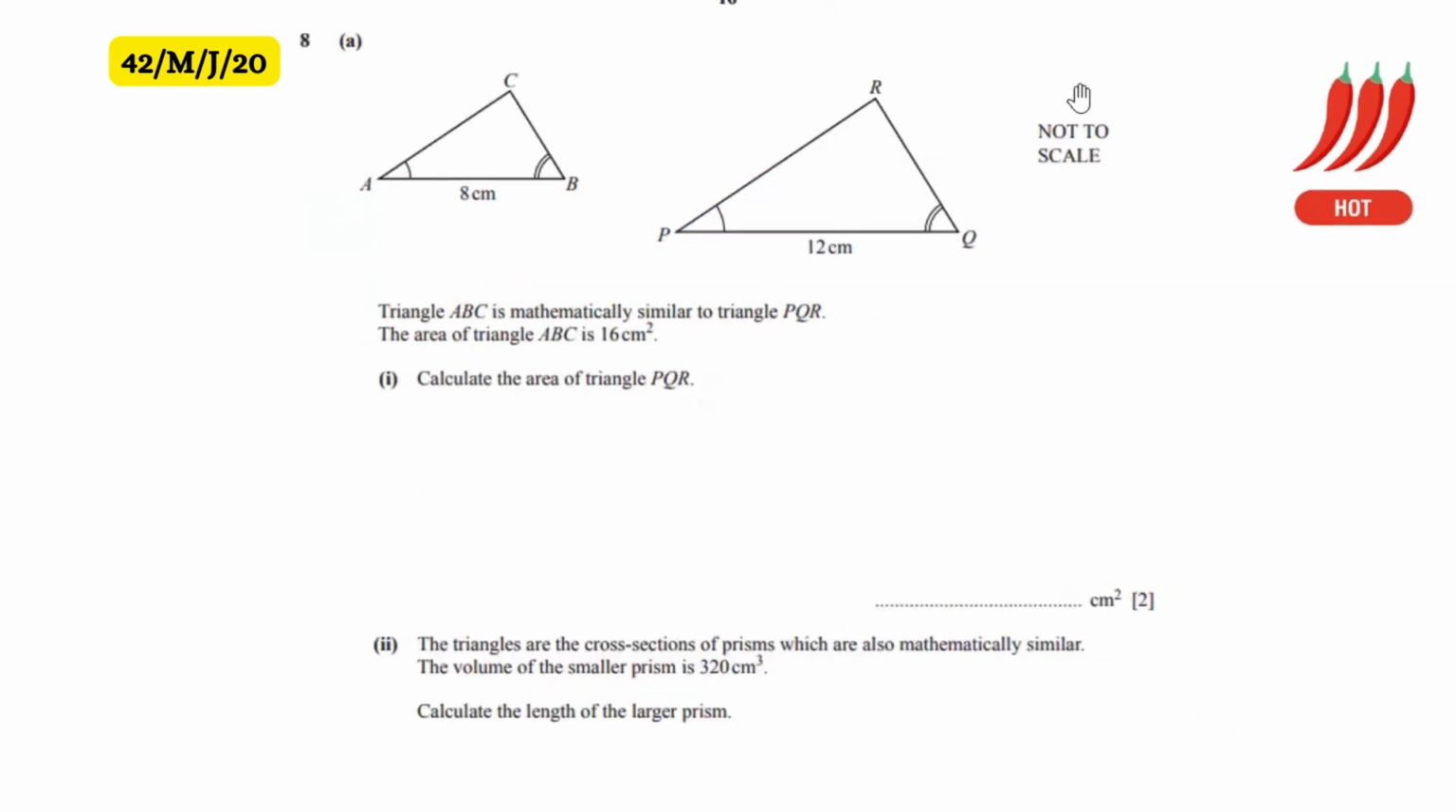Question 8 says that triangle ABC is mathematically similar to triangle PQR. The area of triangle ABC is 16 centimeters squared. Calculate the area of triangle PQR. So for this, the formula is very simple.